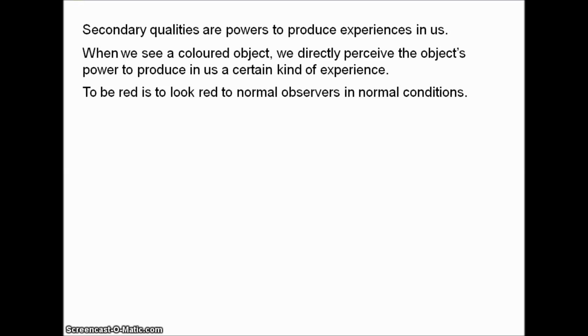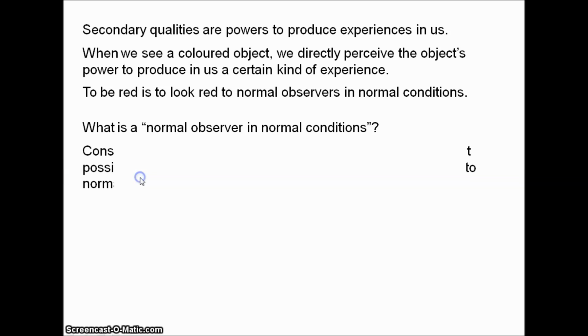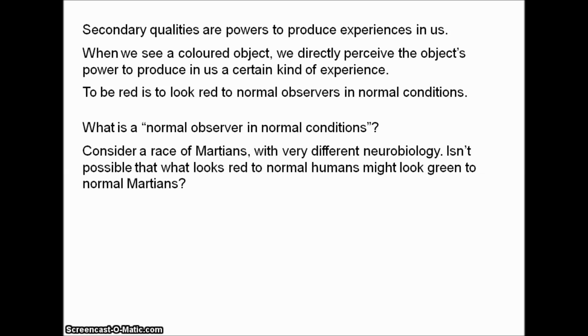Now, of course, you can ask what exactly counts as a normal observer in normal conditions. First answer might be that the observer needs to have their visual system functioning properly, that there needs to be a certain amount of white light, that there shouldn't be any interfering medium like fog or whatever. But there's a problem. Imagine an alien race, say from Mars, who have very different neurobiology. Is it not possible that what looks red to normal humans might look green to normal Martians?